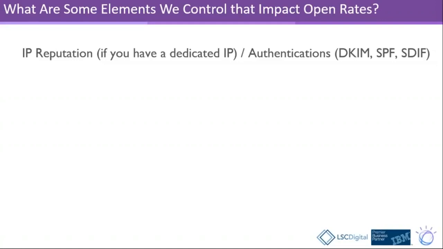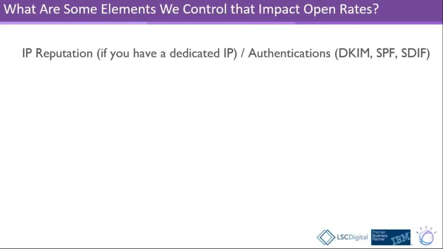So if you have hard bounces, it is extremely important to remove those from your database, because they're always going to be hard bounces, and that greatly impacts IP reputation. Is your IP, is your hard bounce rate. Now, a lot of you folks, if you're on a dedicated IP, you have direct control of that. And a further way to improve your deliverability rates when you have a dedicated IP that only you are on is through additional authentications like DKIM, SPF, SDIF.